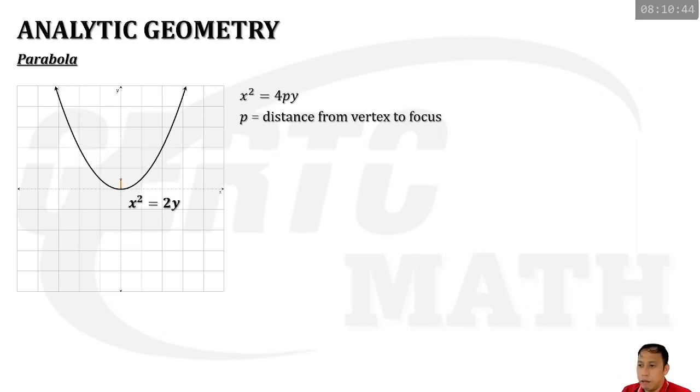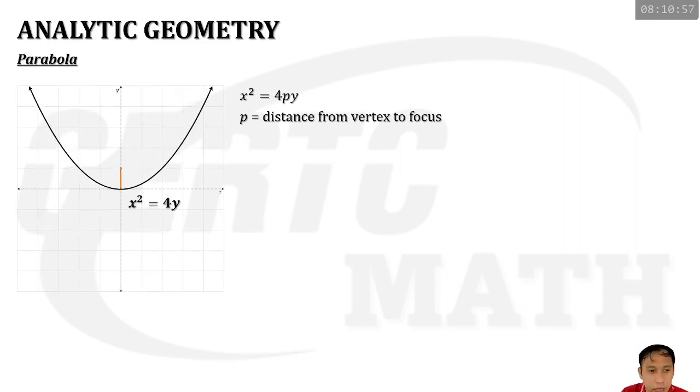Okay, next. Ito naman. If yung focus is located at 0.5 from the vertex, yung equation niya is x squared equal to 2y. Next, if the focus is exactly 1 unit from the origin, the equation is x squared equal to 4y. So in this case, p is equal to 1.